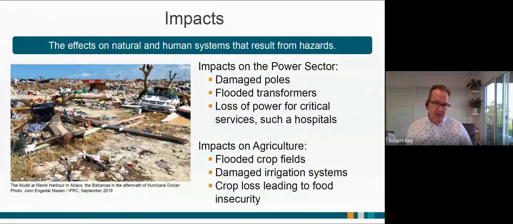All right, so some examples here, and this is a very confronting photograph from the Bahamas of the impact of Dorian that went through last year through an informal settlement. So the impacts here, a couple of examples. Obviously, you can see what the impacts are on settlements. Just to run through what that looks like for the power sector and agriculture sector. In the power sector, damaged poles, transformers, and loss of critical services to hospitals and so on. Example impacts on agriculture: flooded fields, flooded crops, damaged irrigation, and then crops leading to food security issues. I'm going to dig into those a little bit in a minute.